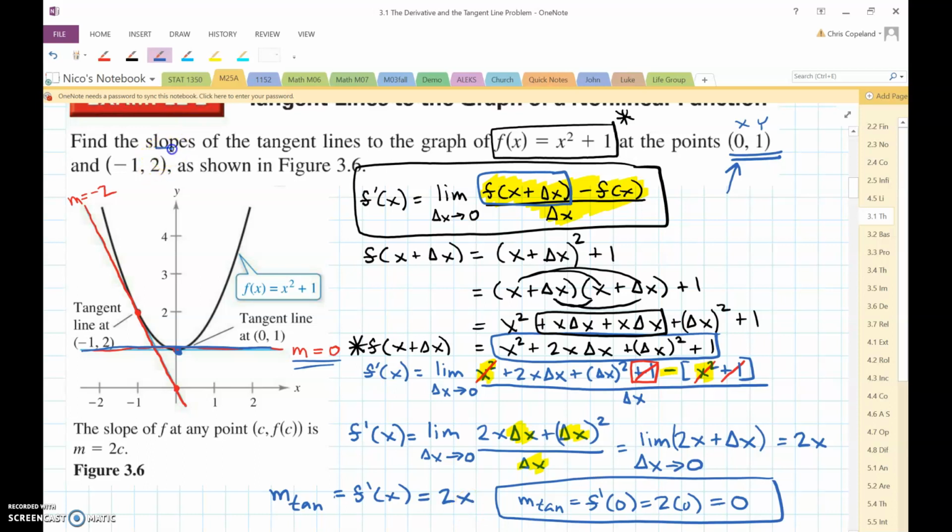Also, I want to figure out the slope of this tangent line when x is negative 1. So I'll do the slope of the tangent line, which is f prime of negative 1, which would be equal to 2 times negative 1, which is negative 2. So that would be the answer for this question.